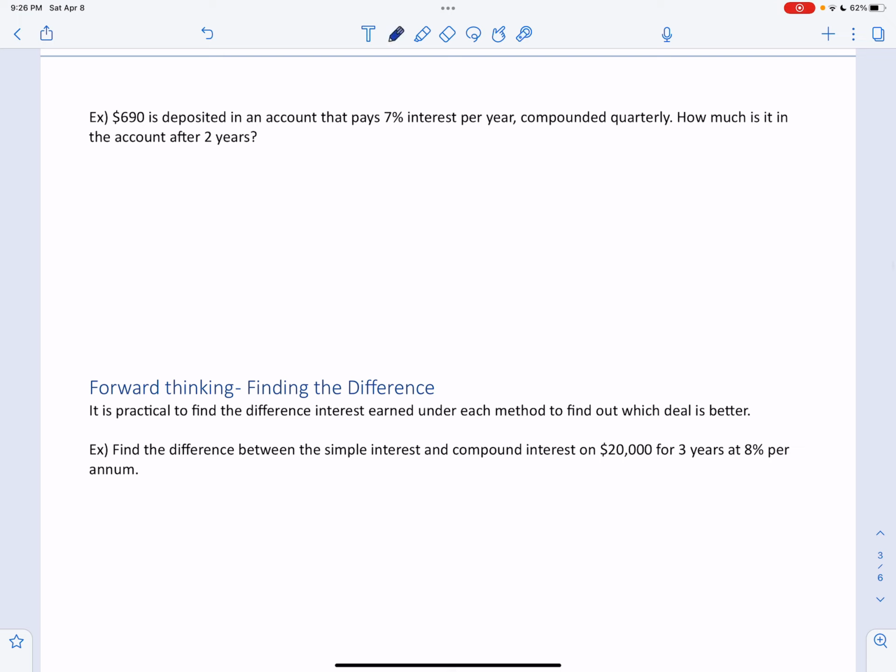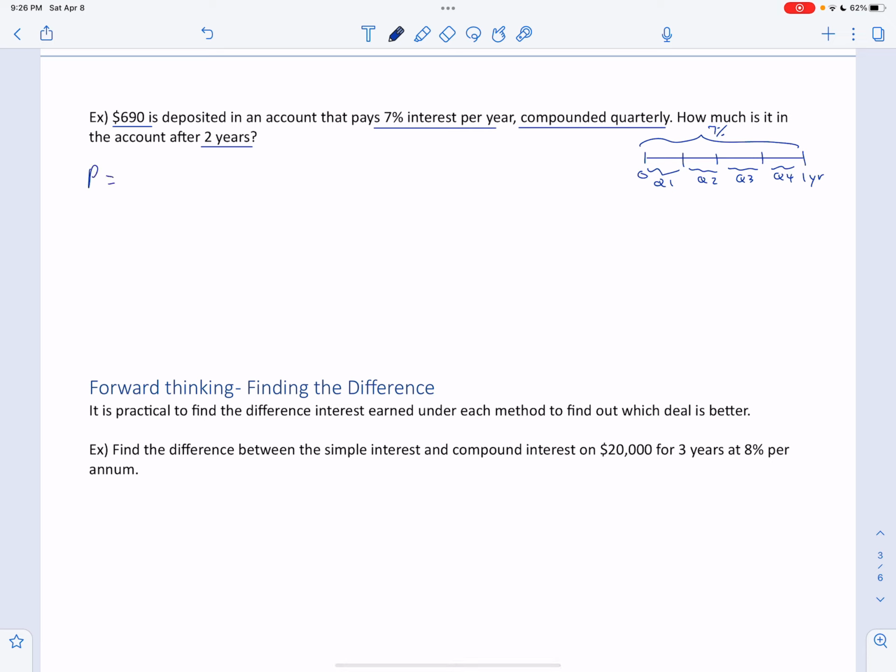Next, we have a compound interest where we are compounding quarterly. So 7% per year, compounded quarterly, for 2 years. What this 7% per year means is I'm only earning 7% in the entire year. I need to accumulate every quarter how much, right? Since there are 4 quarters per year, Q1, Q2, Q3, Q4, I have to divide by 4. So that's where your compound period comes in.